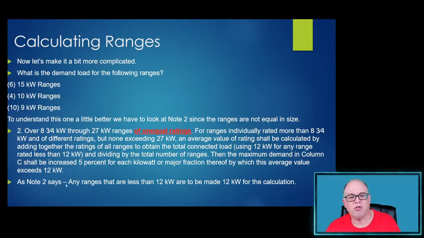Now note 2 says any ranges that are less than, this is important, use 12 kW for any range rated less than 12 kW. Then you divide it by the total number of ranges. Don't worry, we'll work this out. But this is where people get confused, because these are 10 and this is a 9. But when we're doing this calculation under note 2, you forget that that's a 10. You forget that that's a 9. You draw a line right through it. All of those 10 kW ranges are now 12 kW ranges. All of those 9 kW ranges are now 12 kW ranges. Exactly what you do here.